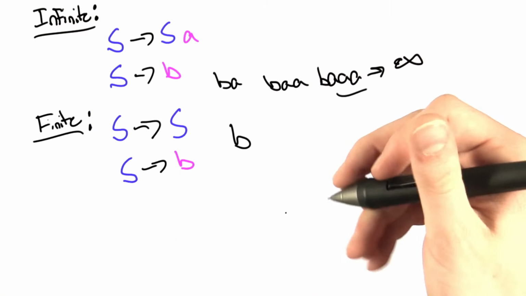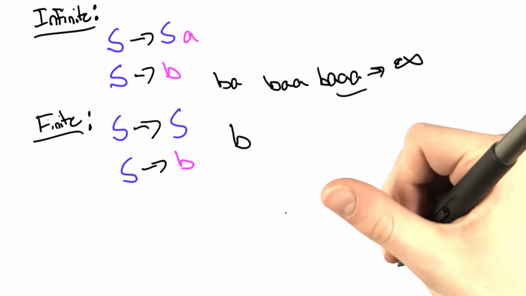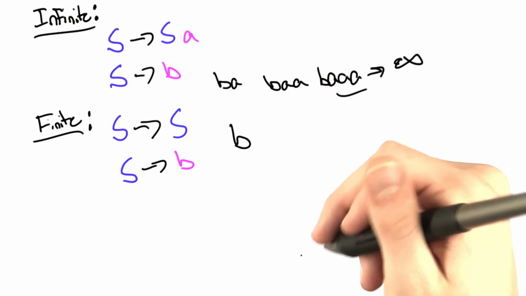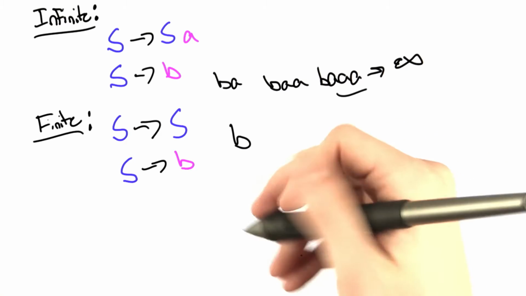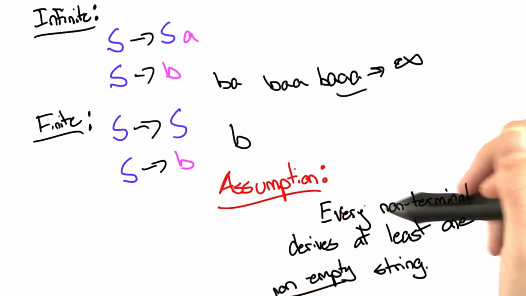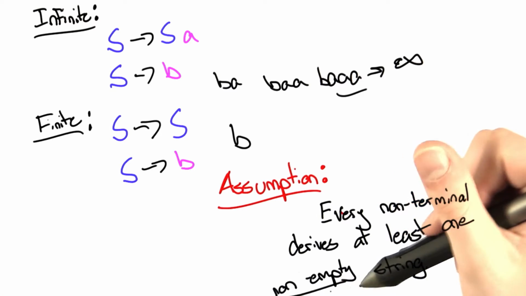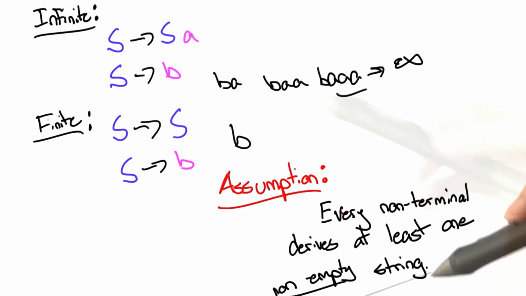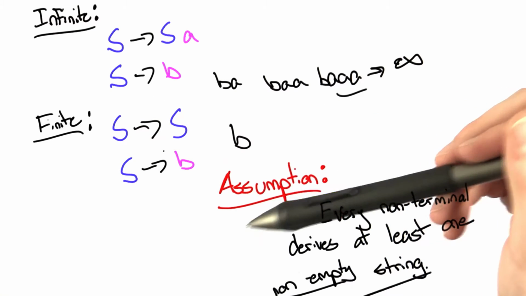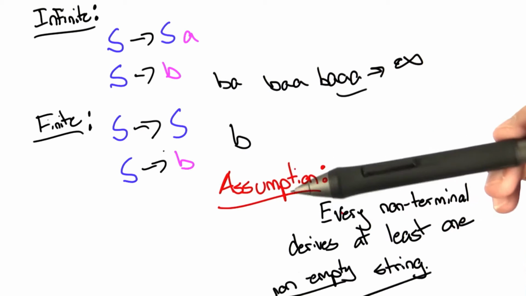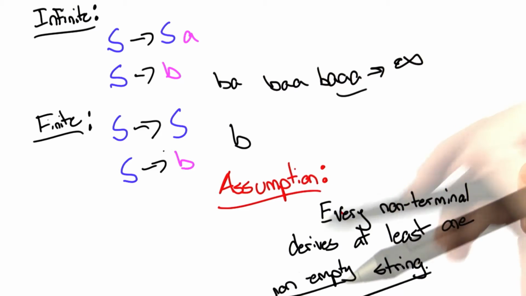Before I go on with how we're going to approach this problem, I'm going to go over one of the assumptions that you were given in the problem specification. That assumption is that every non-terminal in the grammar derives at least one non-empty, that's critical, string. If you see S, you can assume that there's at least one non-empty string that S derives. So how does that help us?